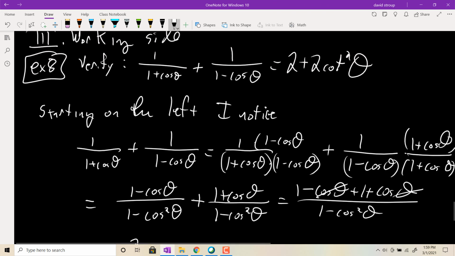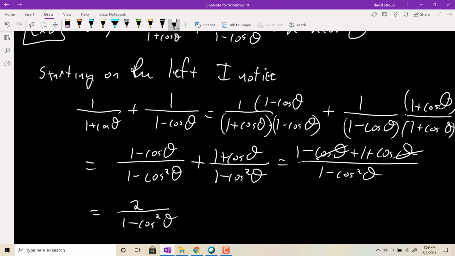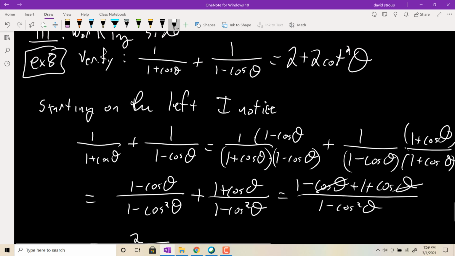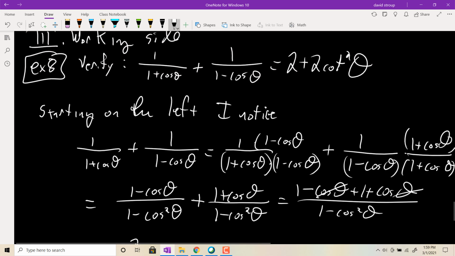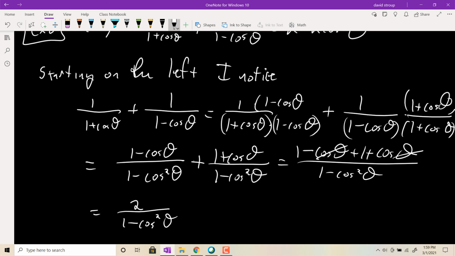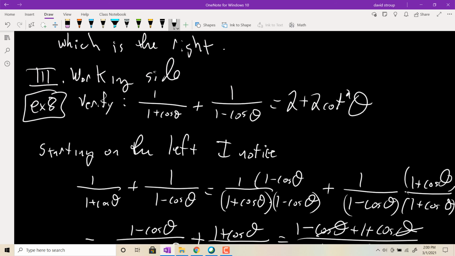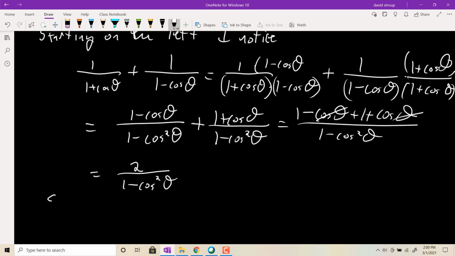Okay. Let's say I don't know what to do next. Hypothetically, I'm kind of stuck. I don't know how to get from 2 over 1 minus cosine squared to 2 plus 2 cotan squared. It's just no clue. So what do I do? Well, start on the other side. I'll start on the right and work there independently and see if I can at least build a channel to the 2 over 1 minus cosine squared theta. Because if I can get there, then the two sides will be connected and I'll have done my job.